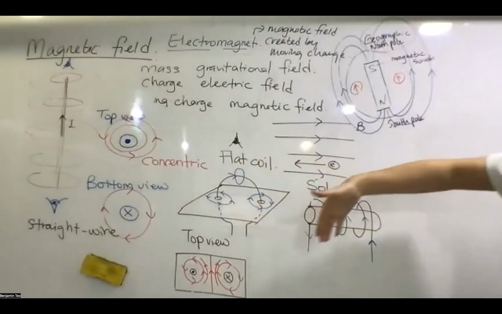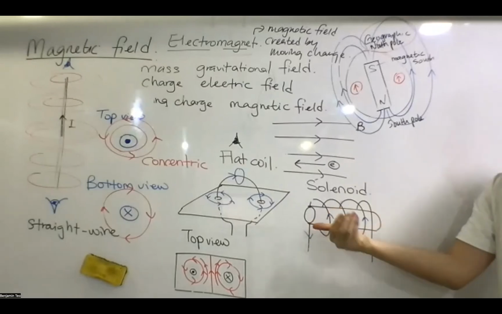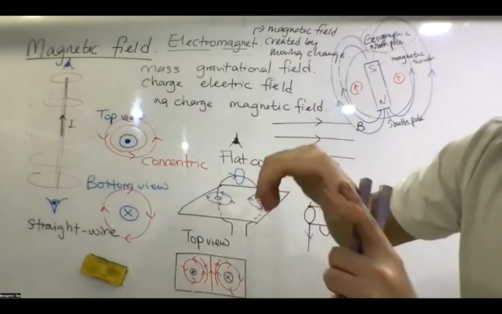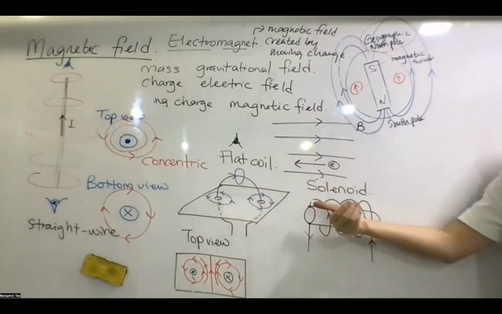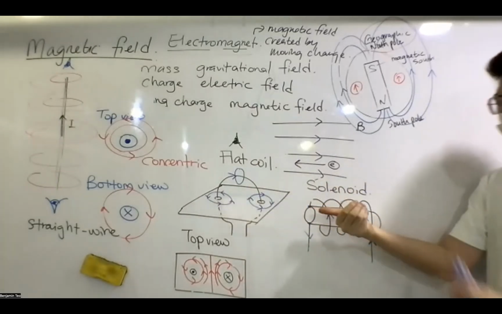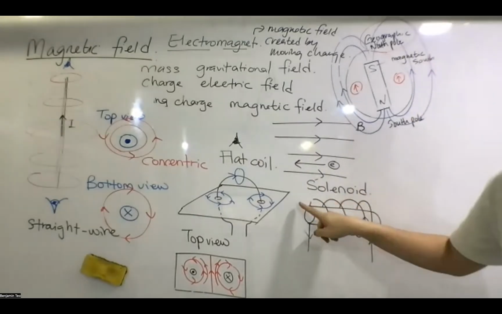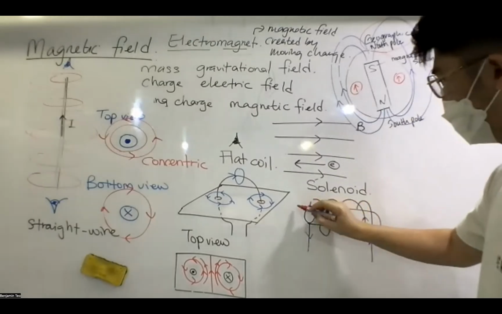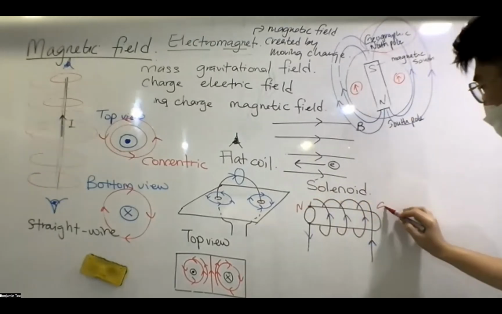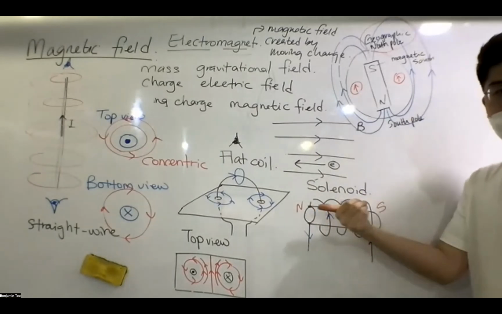This is current, so you coil it like this. Okay, you coil it like this. And what is this again? This is field. Field direction is pointing like this. So if the field direction is pointing here, what is the polarity over here? This is north, this is south. Okay, the field is pointing here.